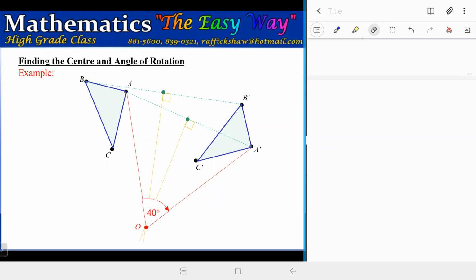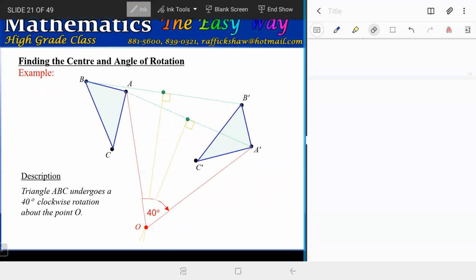And so if I want to describe this rotation now, I have to give the angle, the direction, and the center. And so I could say something like that. Triangle ABC undergoes a 40 degrees clockwise rotation about the point O. And so I've written the description differently this time, but I've still included the angle, direction, and the center. And this is the name of the transformation. So I give the name and I also give the components.